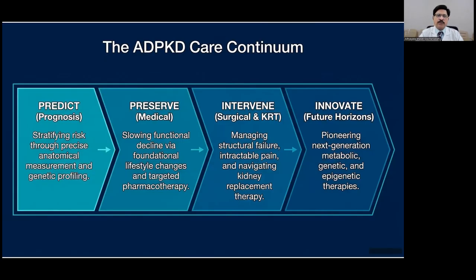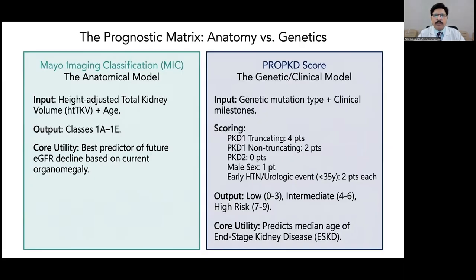How do I predict? Stratifying the risk through the precise anatomical Mayo imaging score, MIC 1A to 1E, and genetic profiling, and look at the PROPKD score also. Preserve: slow functional decline via foundational lifestyle changes and targeted pharmacotherapy. Intervene: managing structural failure, intractable pain, navigating kidney replacement therapy. Innovate: pioneering next generation metabolic, genetic engineering and epigenetic treatments. We'll go one by one.